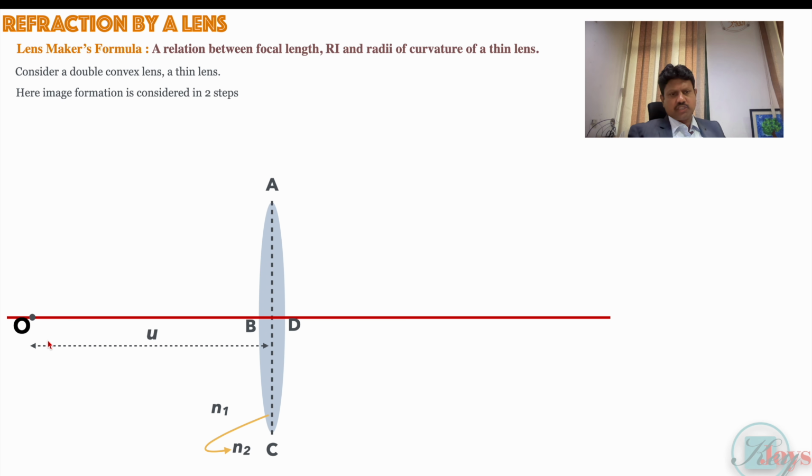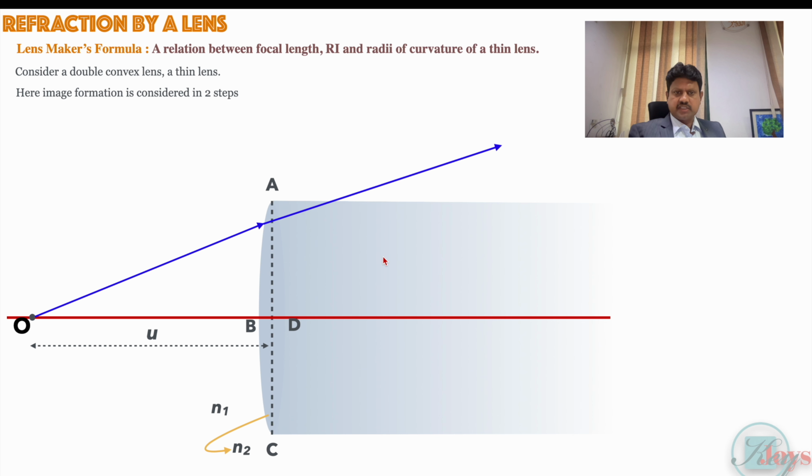So let us consider a point object O, which is at a distance U from the optic center of the lens. Then the second surface is absent. So let's say only the first surface is there. The right side medium is completely the glass medium, the denser medium. Now any ray which emanates from O hits the surface here, undergoes refraction and bends. Instead of going straight, it will bend towards the principal axis.